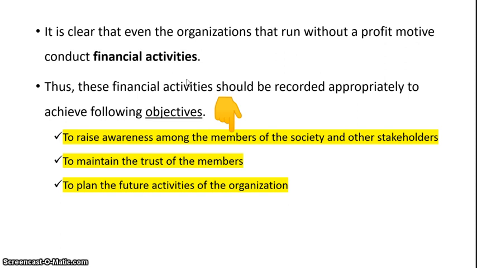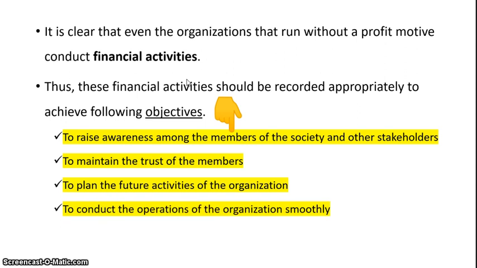So you need to know how much money you have, how much income you have got in order to plan your future activities. At the same time, it will show the past history. When you see the past history, you can see how much you have spent on a competition, how much you have spent on an entertainment program. So you can plan the future to conduct the operations of the organization smoothly. When you have all these recorded properly, you can run the organization smoothly without interruptions or problems where you run out of money. All those problems won't be there.